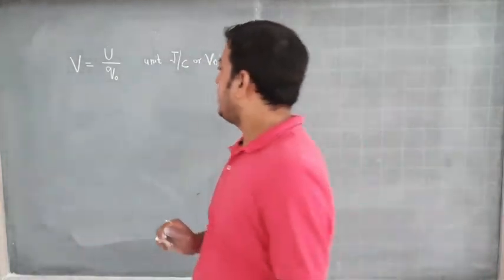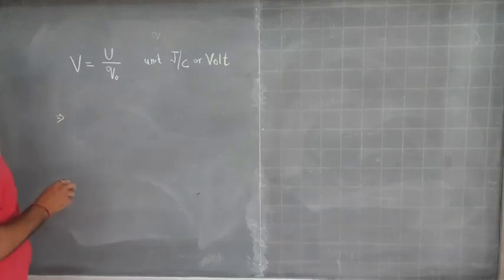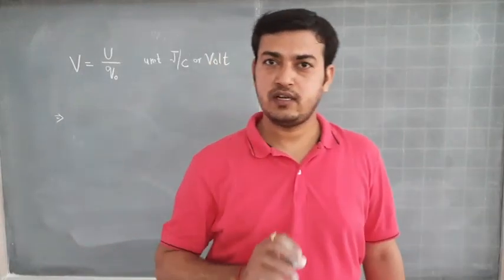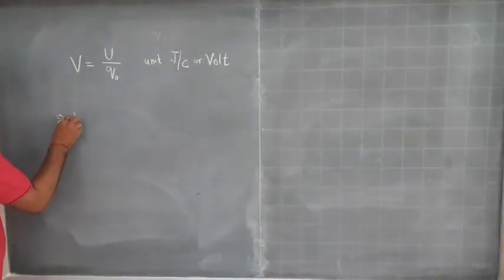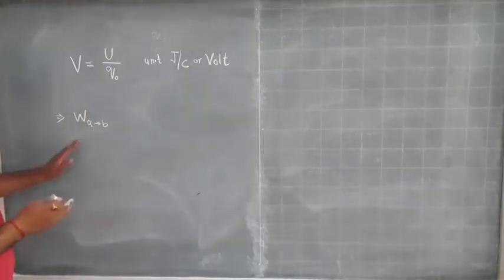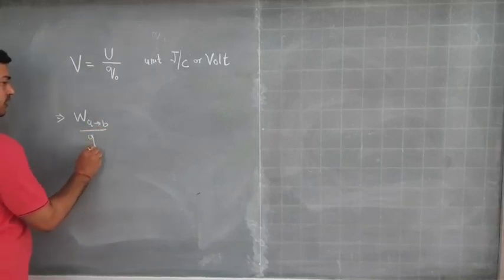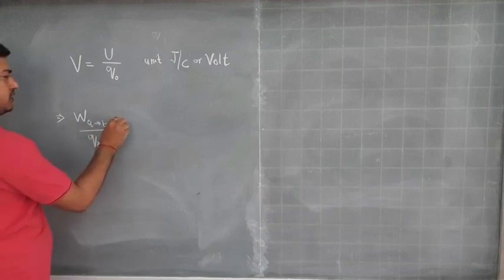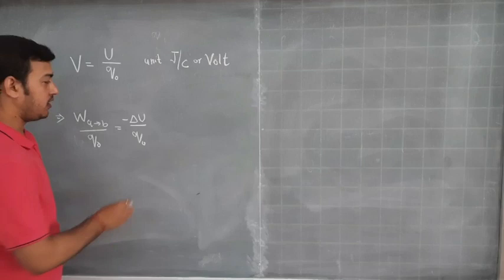Now consider the previous situation where the work was equated with the potential energy. So we know that if my charge moves from point A to B, then I need to calculate the work done per unit charge. You know that this can be written as change in potential energy divided by charge.